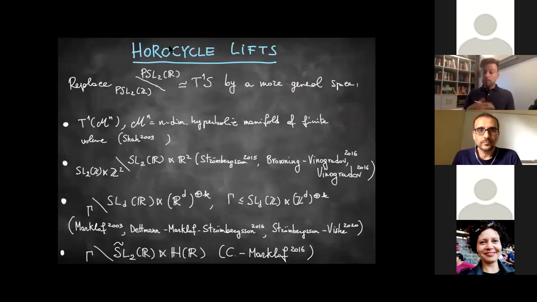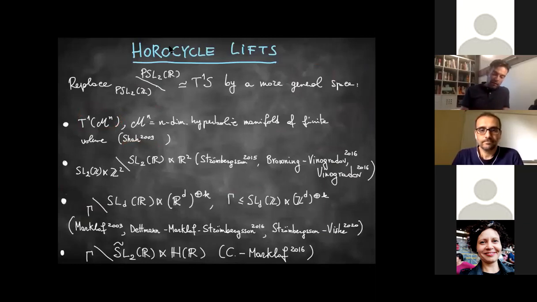So there are many ways one can do it. And one natural thing to do is to enlarge the space your horocycle lives in. So before, remember, the horocycle lived in a three-dimensional space, which is the unit tangent bundle of a hyperbolic surface. So now we want the horocycle to somehow live, whatever that means, in a bigger space. Well, you could take the unit tangent bundle of a higher dimensional manifold, for example. This was done by Nimish Shah in 2009.